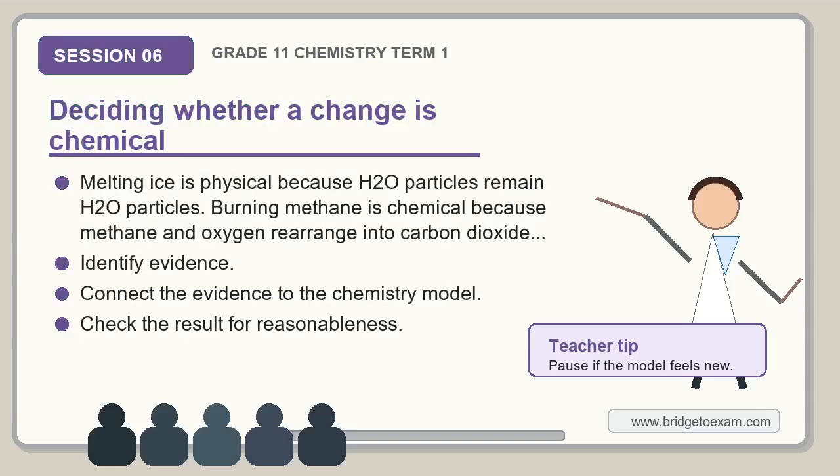Now let's work an example. Deciding whether a change is chemical. Melting ice is physical because H2O particles remain H2O particles. Burning methane is chemical because methane and oxygen rearrange into carbon dioxide and water. The evidence includes heat, light, and new products, but the decisive idea is particle rearrangement into new substances. Notice how the answer comes from evidence and reasoning, not from guessing.